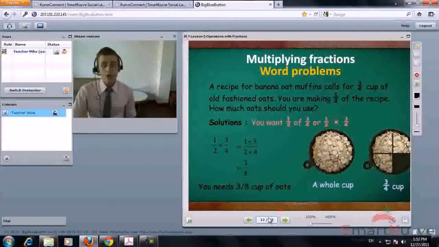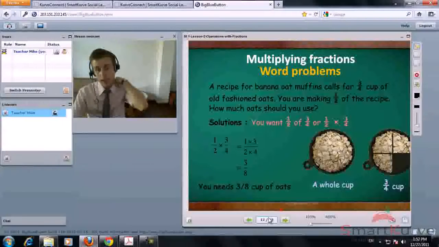A recipe for banana oat muffins calls for 3/4 of a cup of old-fashioned oats. You are making half of the recipe. How much oats should you use? Well, if you're making half of the recipe, you need half of what the full recipe calls for. So you want half of 3/4 of a cup, or 1/2 times 3/4. We have 1 over 2 times 3 over 4. 1 times 3, 3. 2 times 4, 8. You need 3/8 of a cup of oats.